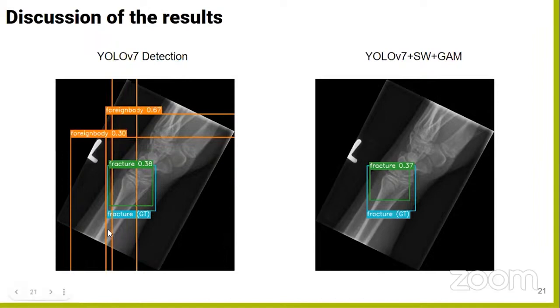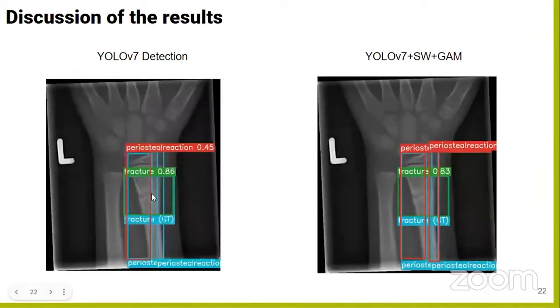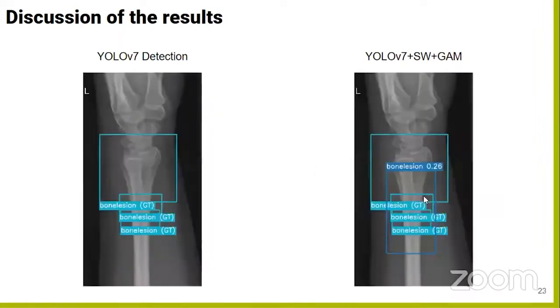So let me tell you here that the blue bounding boxes are the grounded truth, and the other colors are predicted by the model. Another example here: using YOLO, it was able to predict only one of the two classes of the periosteal reaction, while in our modified version, it was able to predict both classes together correctly.